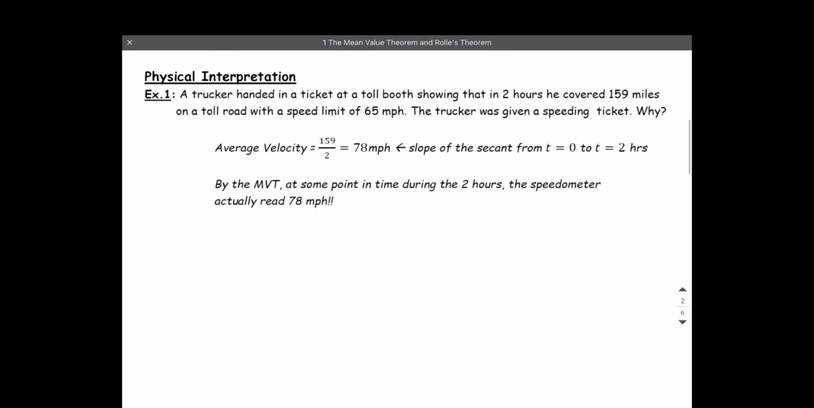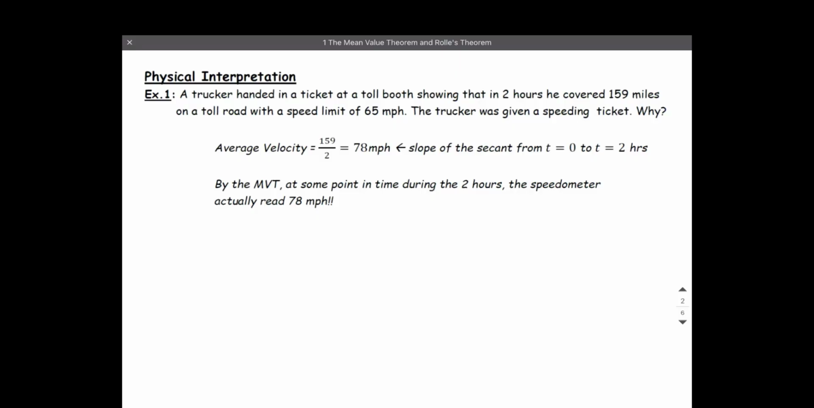Now there's a physical interpretation. So we've looked analytically, we started graphically. Let's look physically for a minute, like a real life application here. A trucker handed in a ticket at a toll booth, like you're getting on the thruway, showing that in 2 hours he covered 159 miles on a toll road with a speed limit of 65 miles per hour.